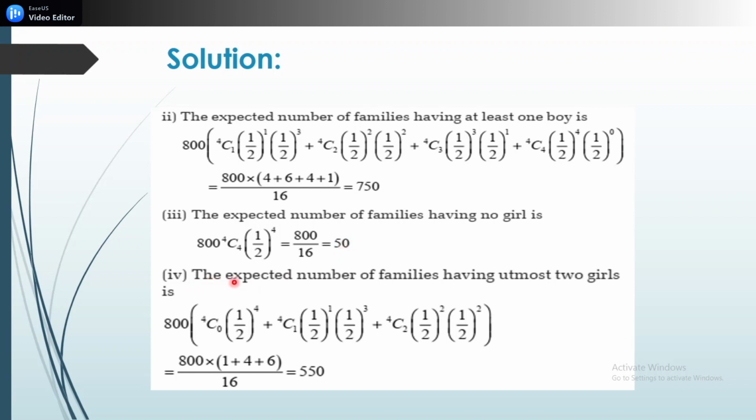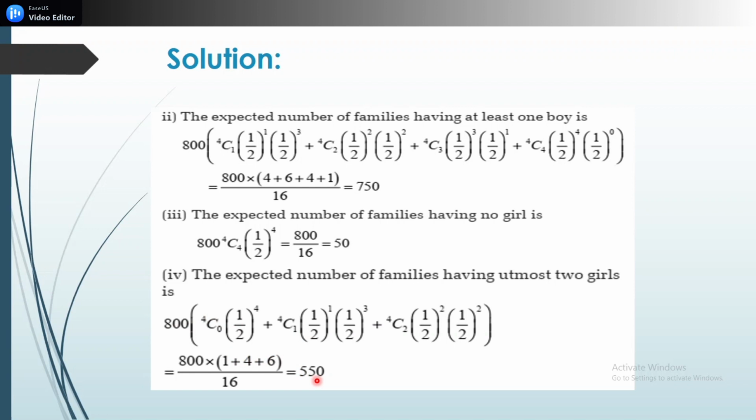Last sub-question. The expected number of families having at most 2 girls: at most can be no girls, 1 girl, or 2 girls. We take the probability of having no girl, the probability of having 1, and the probability of having 2 girls, and then we will get the number of families having at most 2 girls.